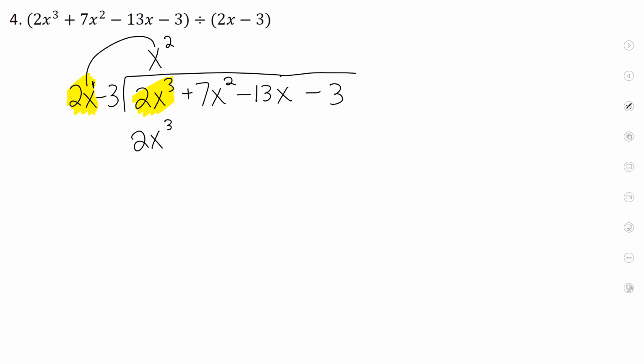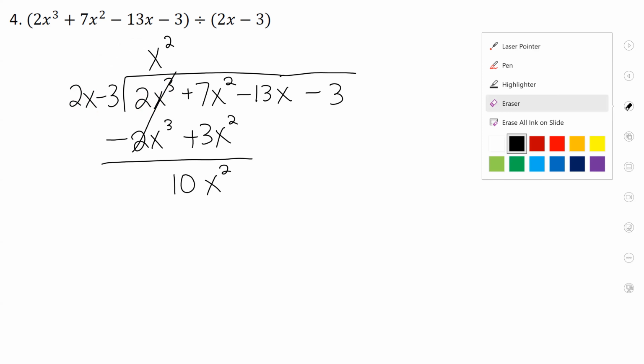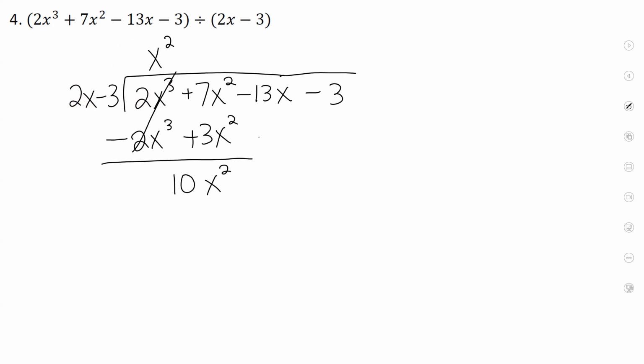Okay, next, negative 3 times x squared is negative 3x squared. What do we do now? Change the sign. So this will become negative, this will become positive. 2 minus 2 is just 0, so those cancel. 7 plus 3 is 10, so this will become 10x squared. Okay, now we'll bring down the next term and start again. So bring this down, the minus 13x.